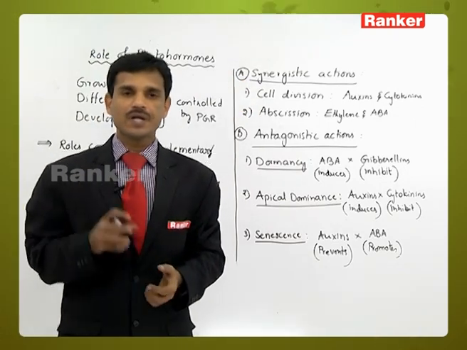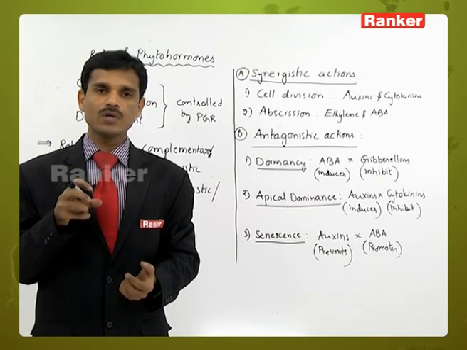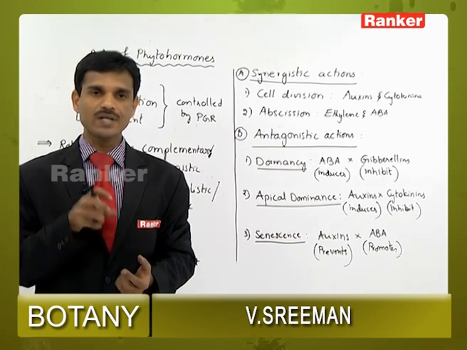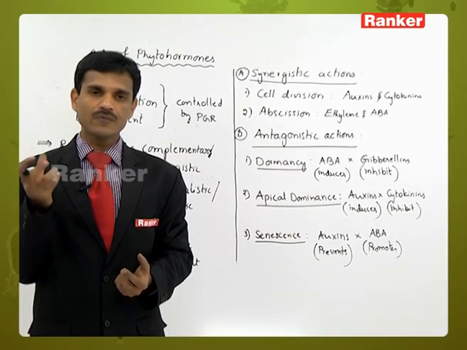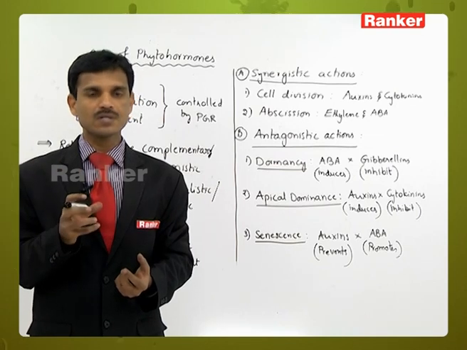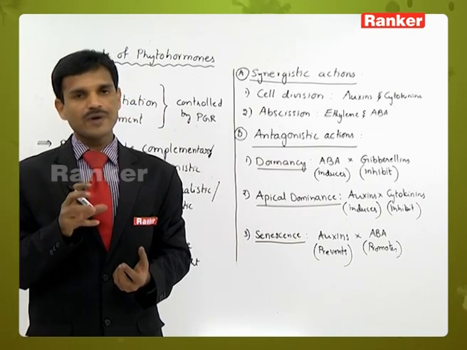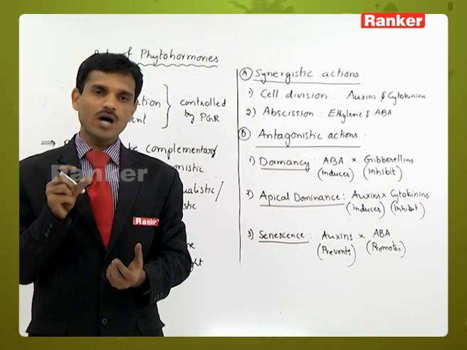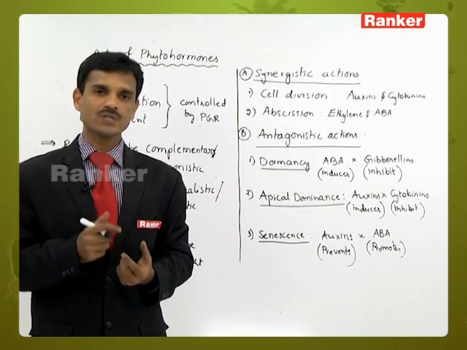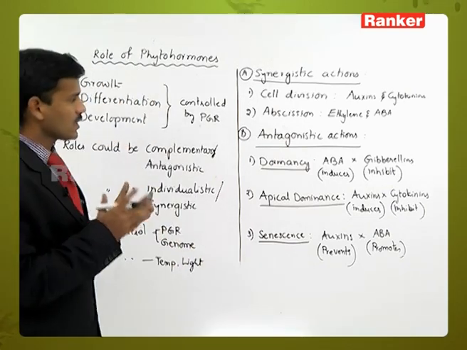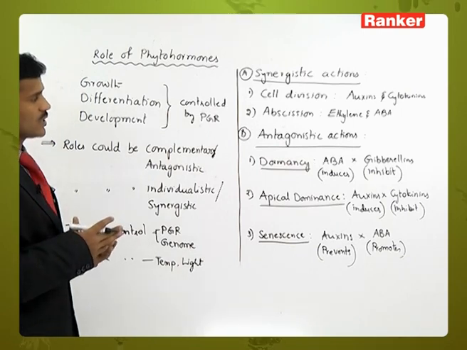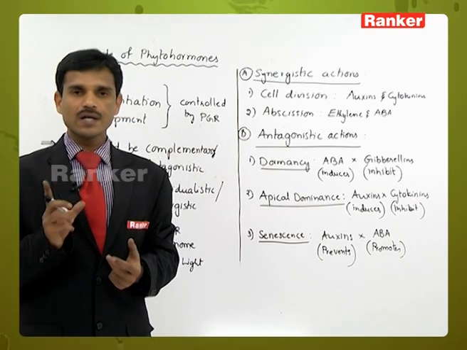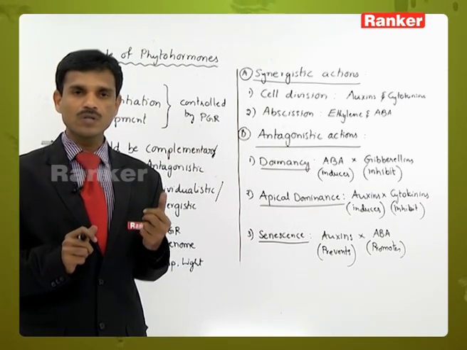So not only a single hormone is involved in a single function. It is controlled by different factors. In one function, many phytohormones are involved, and sometimes one phytohormone is involved in different functions. So the role depends on the different parts, and different actions are going on. This is about phytohormones, the plant growth promoters and plant growth inhibitors.